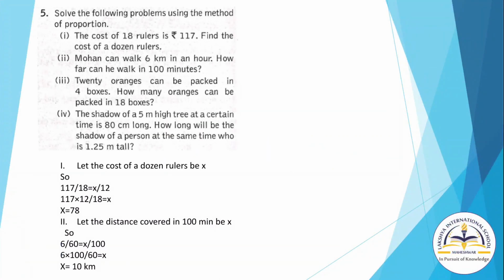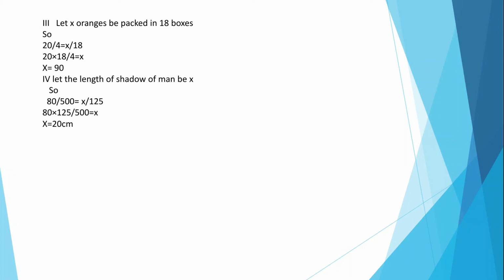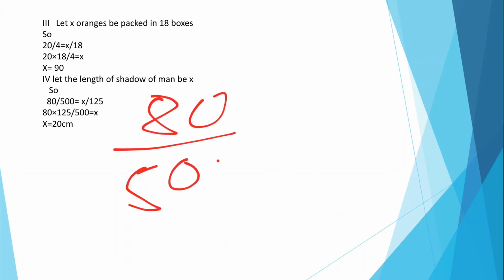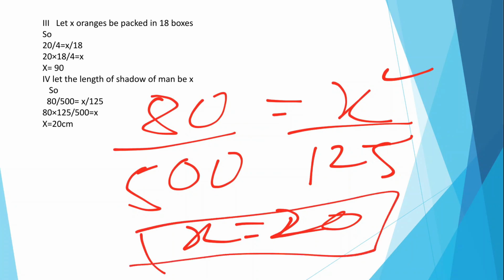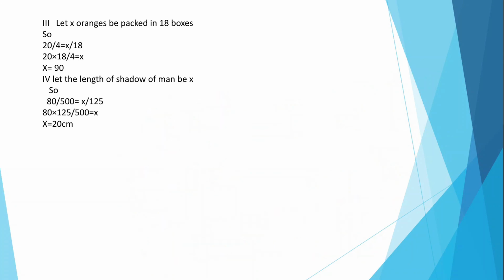Now question number 4, the shadow of a 5-meter high tree at a certain time is 80 centimeters long. What will be the shadow of a person at the same time who is 1.25 meters tall? Now again 80 by 500 equals x by 125. This x will be the length of the shadow of the man. So 80 multiplied by 125 divided by 500, you will get x equals 20. When you will solve them, x equals 20 will be the answer.